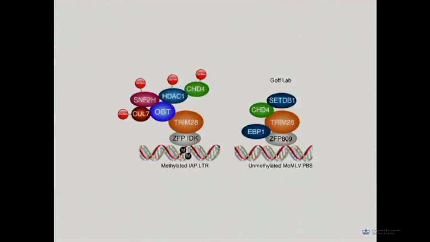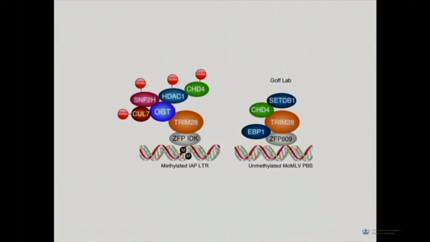And so here's our hypothesis. We think there's probably a zinc finger protein. This is, IDK stands for I don't know. This is text message language. But there's a zinc finger protein that binds to methylated promoters, recruits TRIM28, which in turn recruits OGT, which GlcNAcylates these silencing factors. And what we think happens is that the GlcNAcylation maintains these factors as active repressors. And in the absence of GlcNAcylation, they're phosphorylated or under other modifications that reduce their ability to silence methylated promoters.